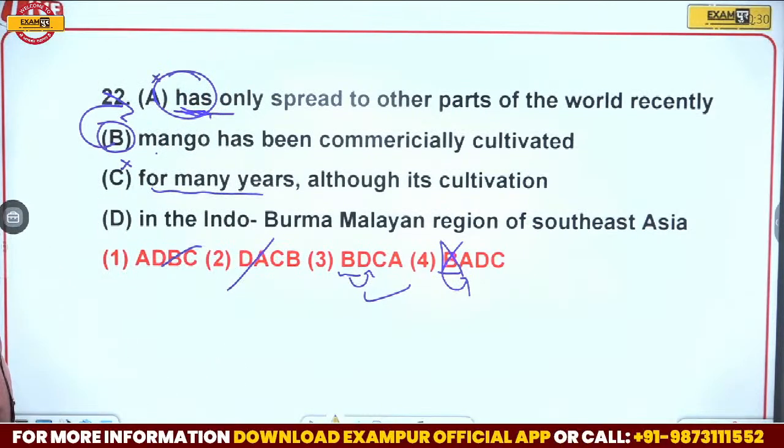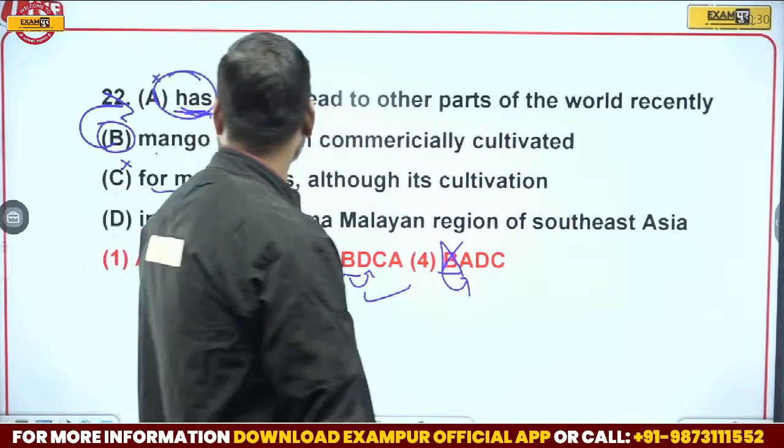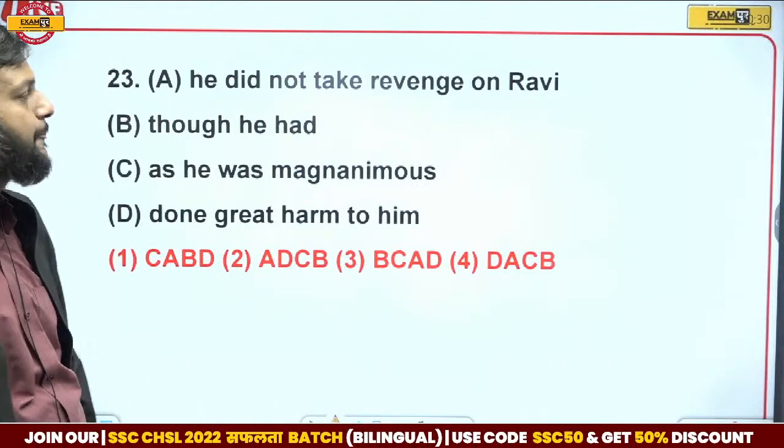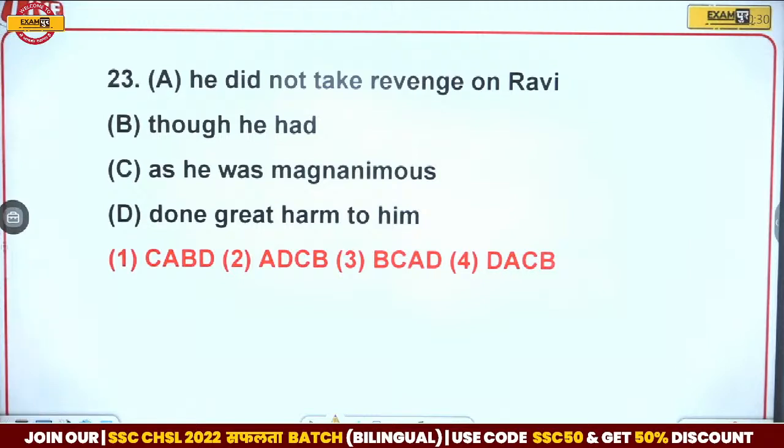Good one. Now the next one. This is supposed to be the last question today. He did not take revenge on Ravi, though he had, as he was magnanimous, done great harm to him.